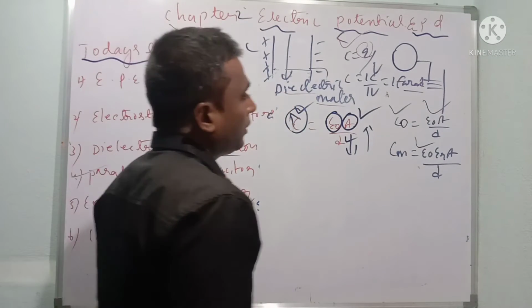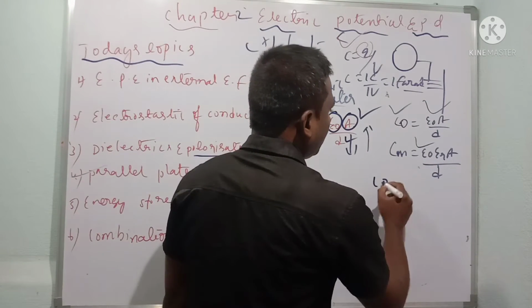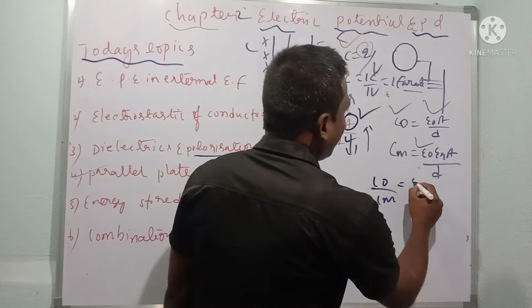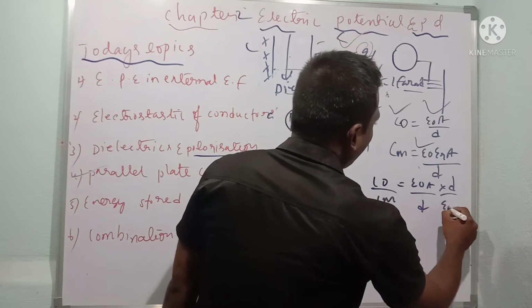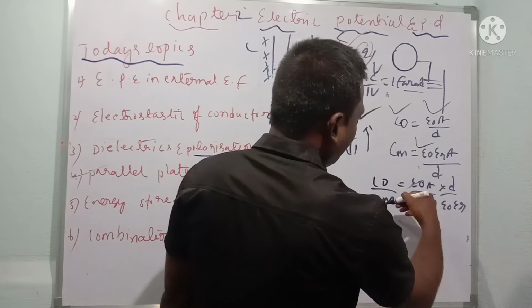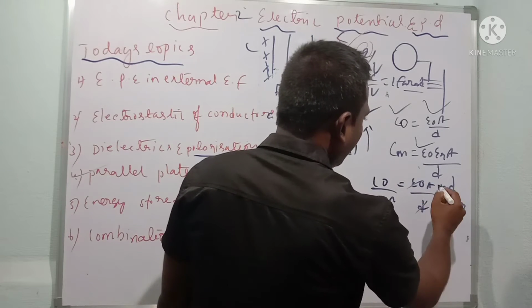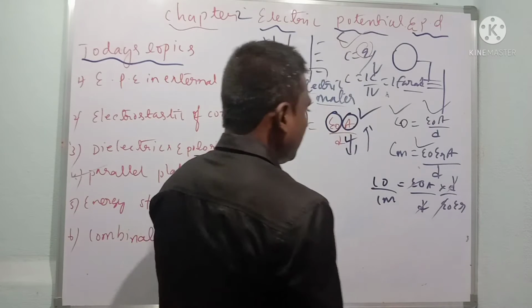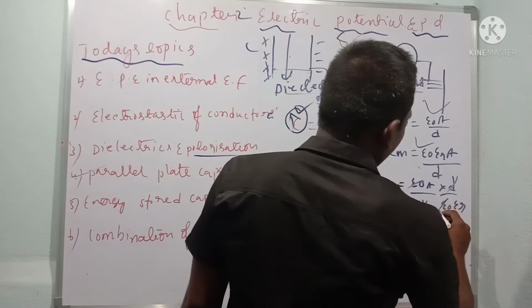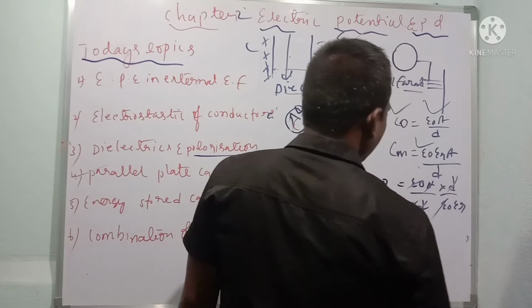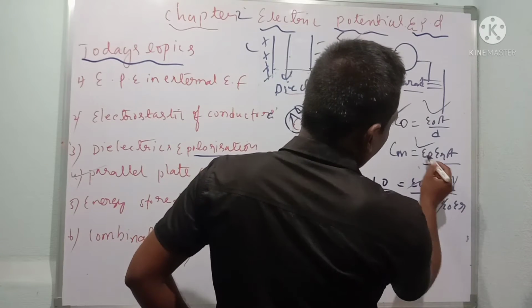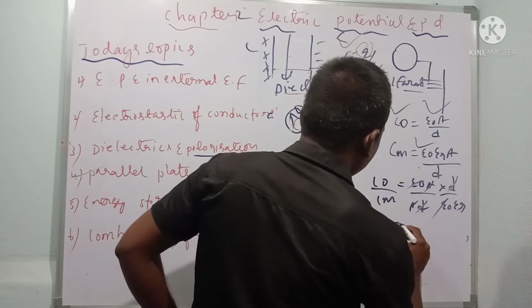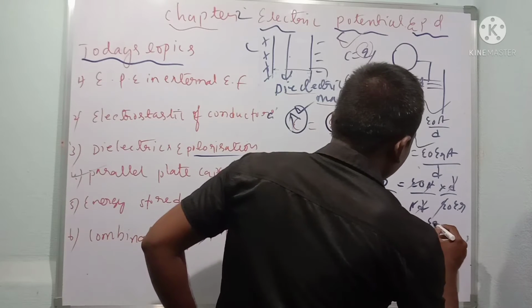Now, if I take the ratio C0 by Cm, that is epsilon naught A divided by D, and if you take the reciprocal, epsilon R. Epsilon A and D are cancelled. A is also going to be cancelled. Then, children, what are we going to get? Epsilon R is there. C0 is equal to Cm into epsilon R.